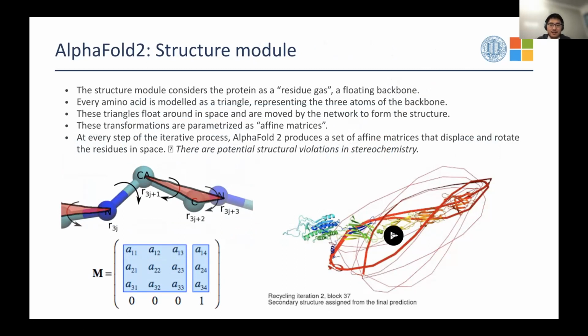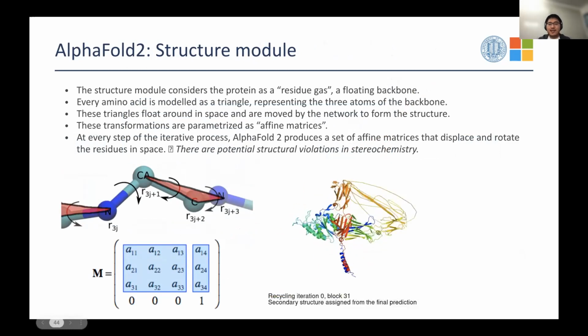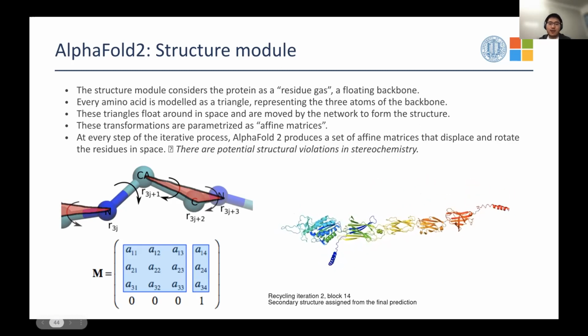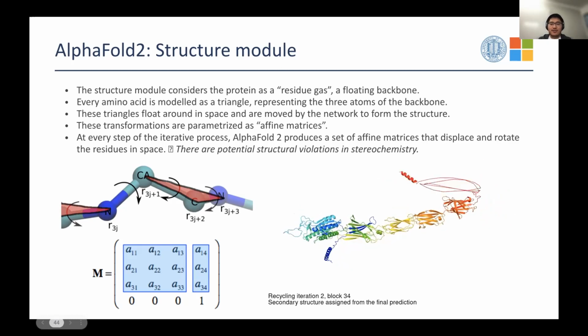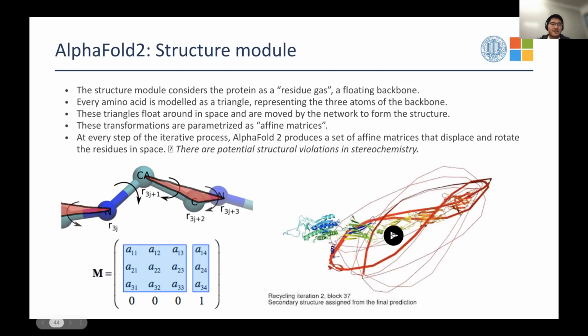So here I show the structure in the inference stage. In the inference stage, they start from the first amino acid and extend the backbone one by one. That's the part with the updated or recycling iteration to give a final output of a protein structure.